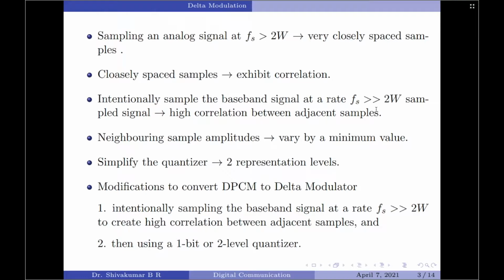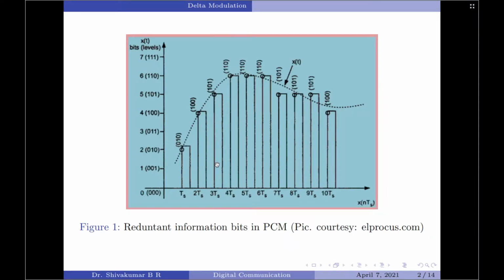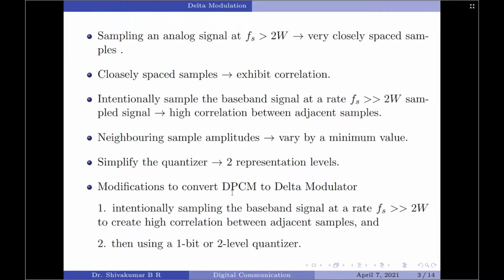However, if I intentionally sample the input signal at a rate Fs much greater than 2W, then the sampled signal created will have only 1-bit variation between any two samples, and that in fact is the overall idea behind delta modulation. Now, when we have only 1-bit variation between any two samples, then it is possible to simplify the quantizer to one that has only two representation levels rather than L representation levels as seen in either DPCM or the PCM technique.